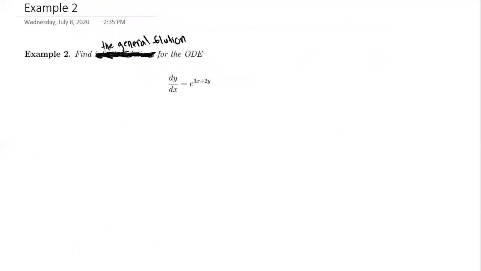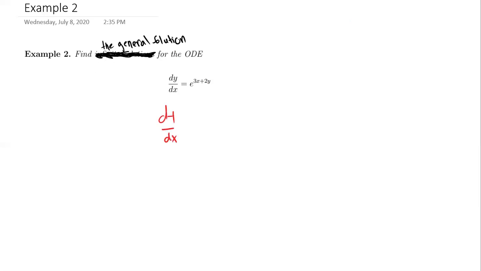Let's find the general solution for this ODE. Again, we're only going to be working with first order ones. This process is only going to work for first order ODEs. So I have dy/dx equals e to the 3x plus 2y. Again, our goal is, can I move everything involving y to the same side and leave everything involving x and constants on the other side? Can I do that? Well, as it is, it's not maybe entirely clear whether I can or not.